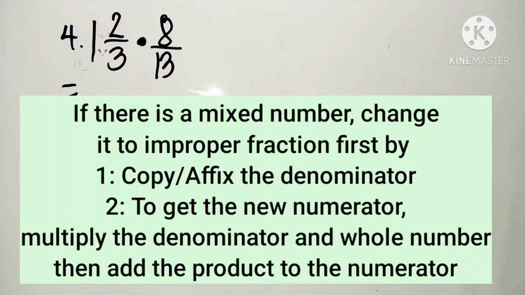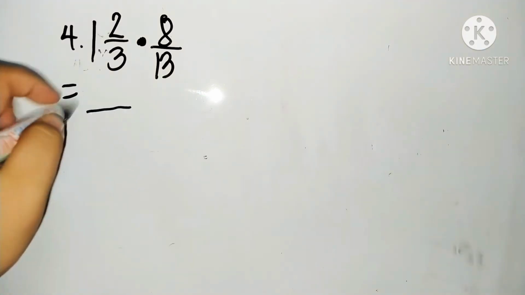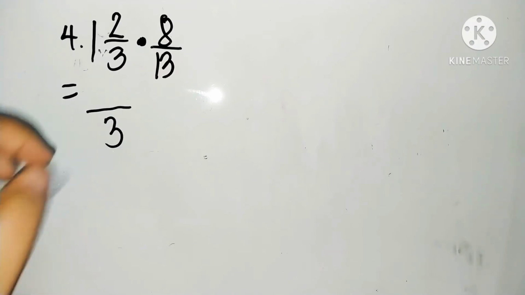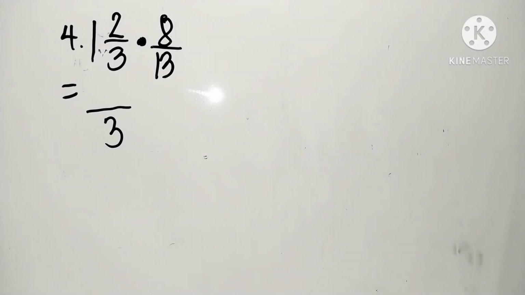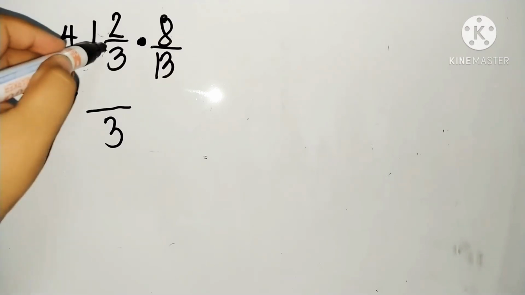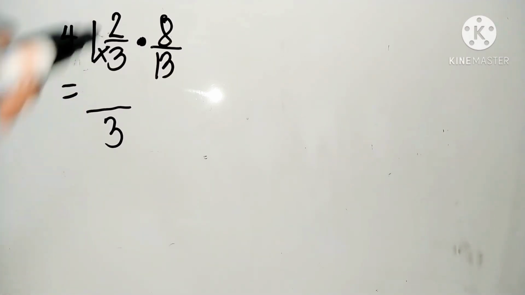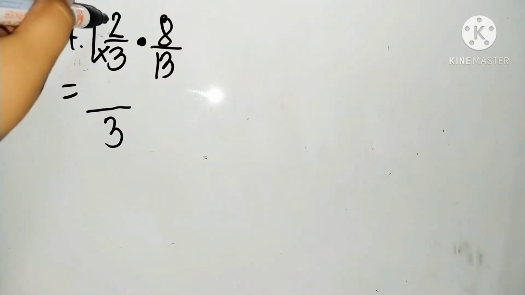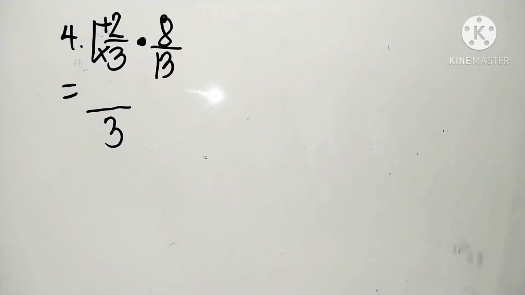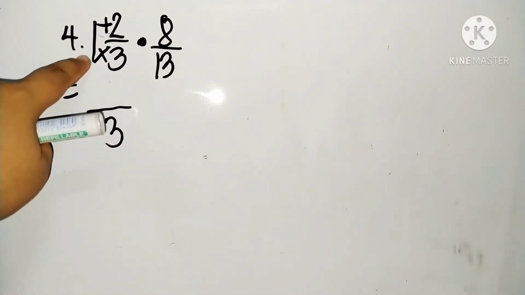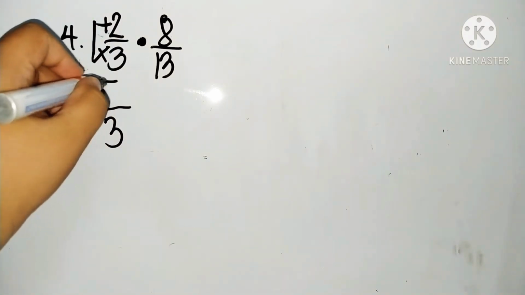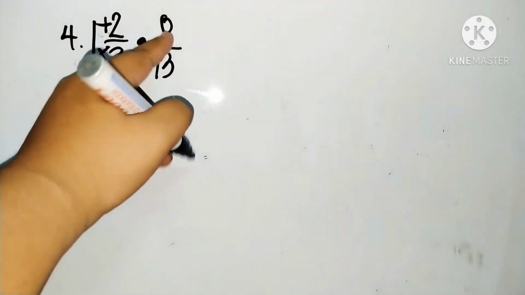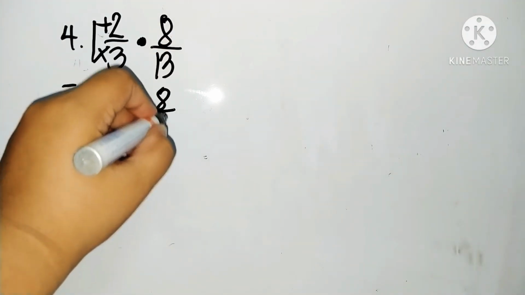Sa case na to, yung gagawin muna natin, yung 1 and 2/3, i-convert natin yung mixed number into improper fraction. So, paano yon? Una, kopyahin nyo muna yung denominator ng mixed number, which is 3. And then, para makuha yung bagong numerator, ang gagawin natin ay, i-multiply yung denominator at saka yung whole number. Then, whatever the result is, i-add natin yung kanyang numerator. So, magiging 3 times 1 is 3 plus 2, that is 5, times 8 over 13.